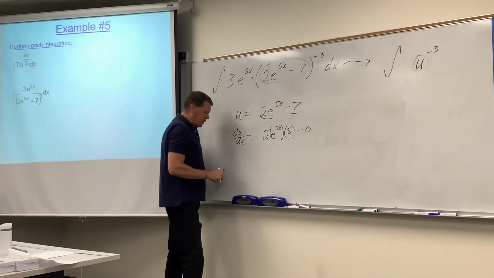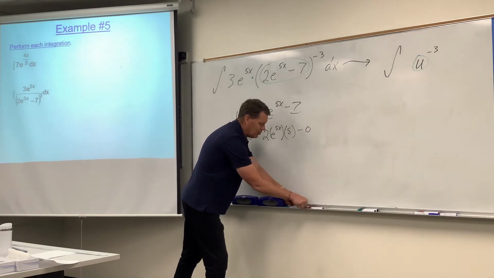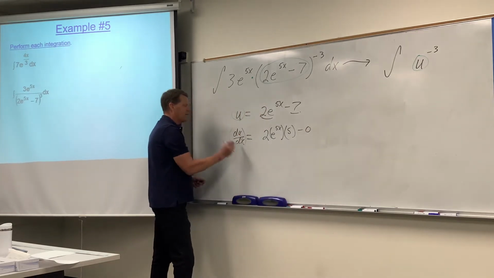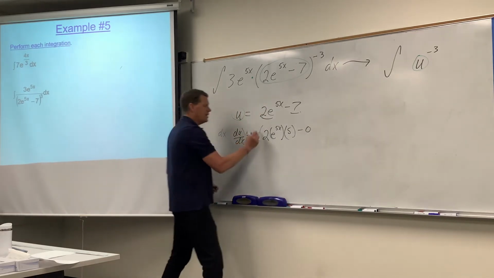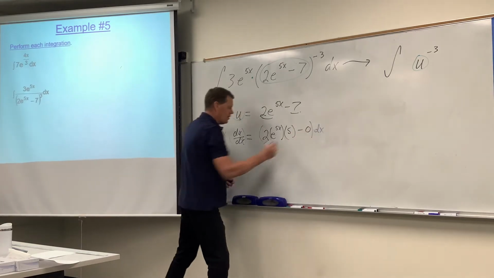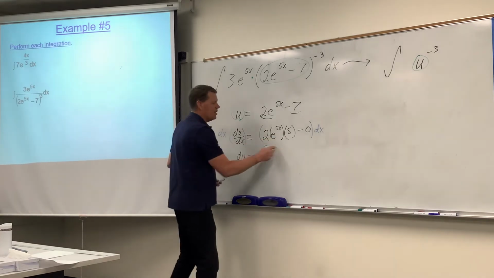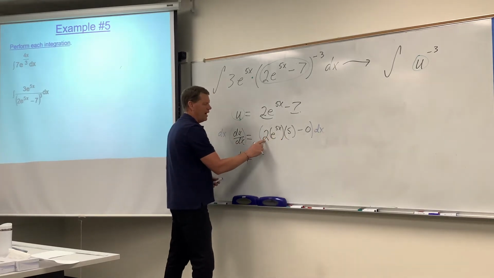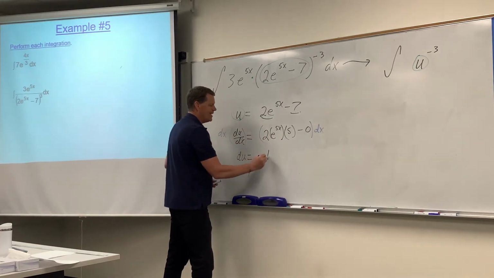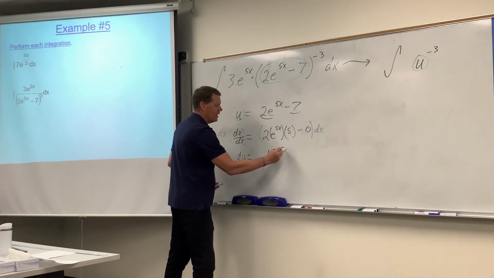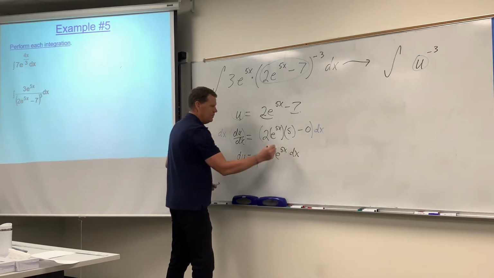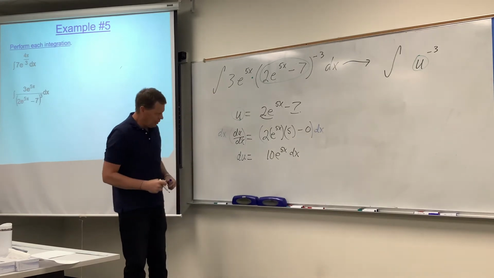Let's do a couple things moving forward. As we always do on this, we then clear the fraction by multiplying both sides by dx. And I would also suggest in the process that we clean this up a little bit. Let's go ahead and associate the 5 with the 2. 5 times 2, we've got 10 e to the 5x dx. So, clear the fraction, clean it up a little bit.